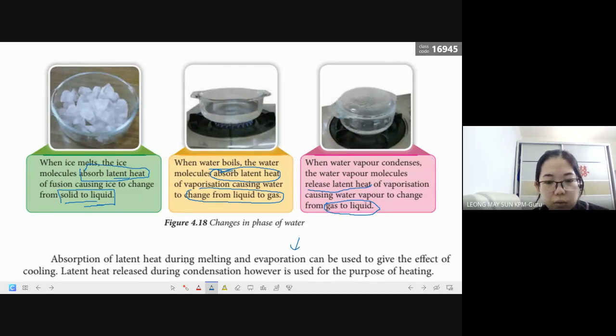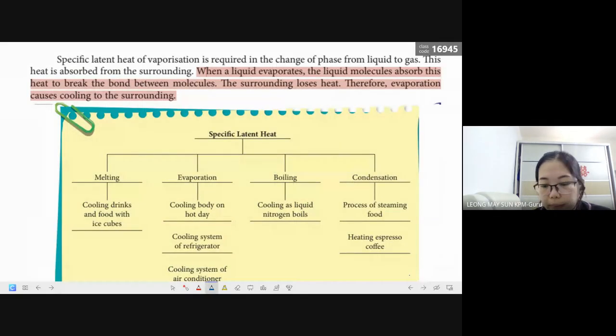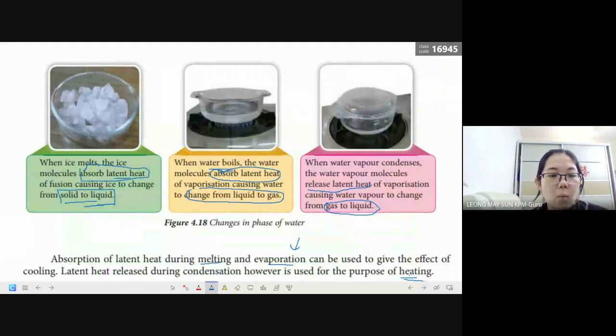Absorption of latent heat during melting and evaporation can be used to give the effect of cooling. So latent heat released during condensation, however, is used for the purpose of heating up. When it's being released, it's used for heating purposes. But when the latent heat is being absorbed, okay, we use that as a cooling effect.